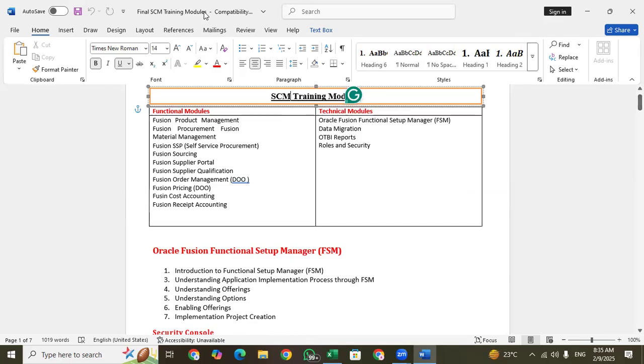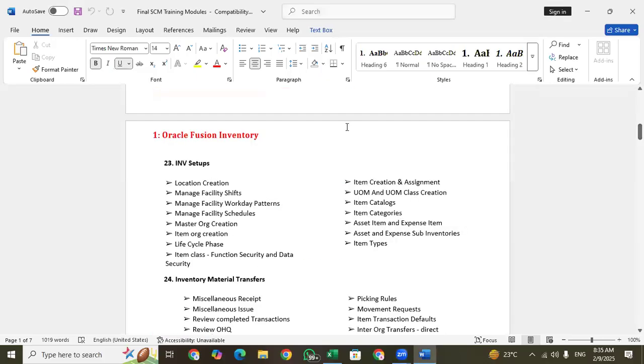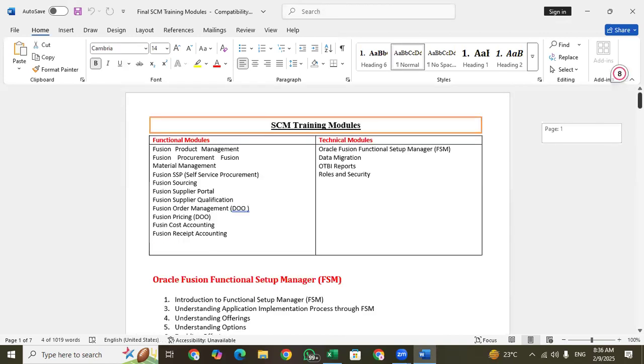I have a question: is inventory not included in the functional modules? Inventory is there. Okay, thank you. This is only an outline of the training, just outlining the modules.